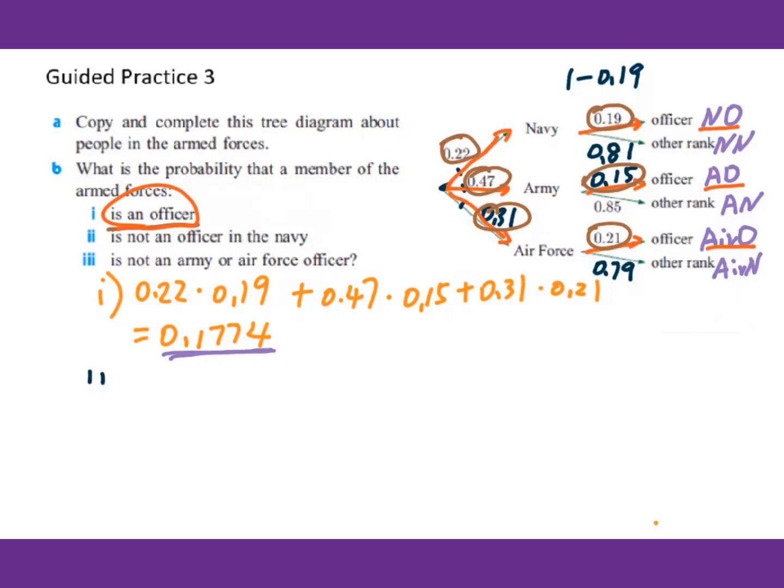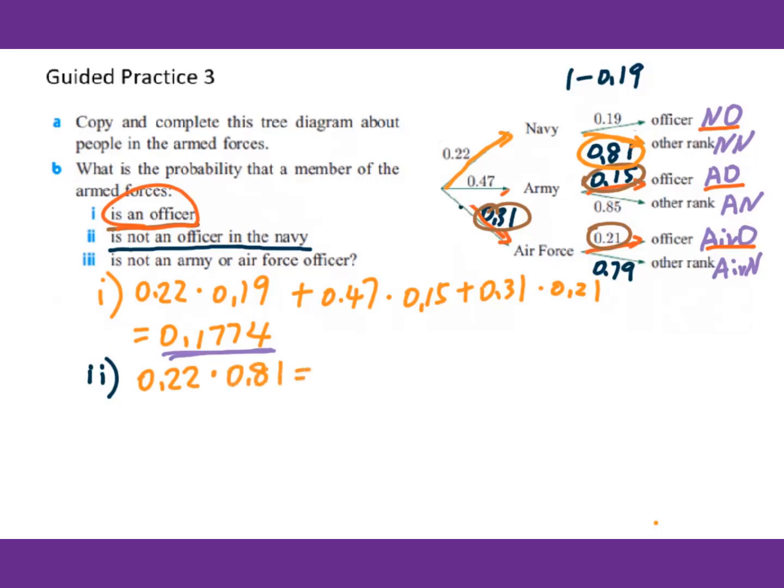Let's go to the second question. It's not an officer in the Navy. Let's check Navy. It's not officer. That means this one. So you have 0.22 times 0.81 equals 0.1782. Let's go to number 3.